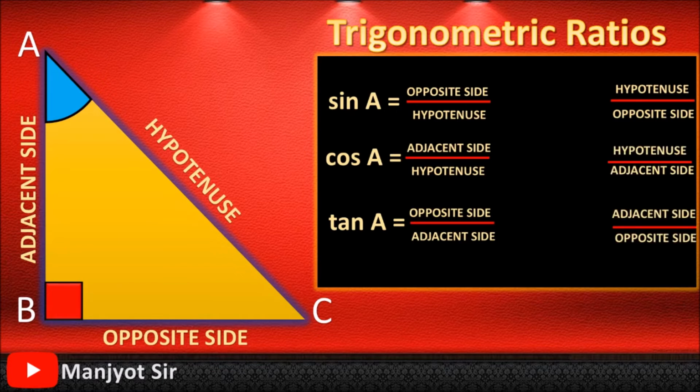Now let's name these. First, which is hypotenuse upon opposite, is called cosec. Second, which is hypotenuse upon adjacent, is called sec, and third, which is adjacent upon opposite, is called cot.